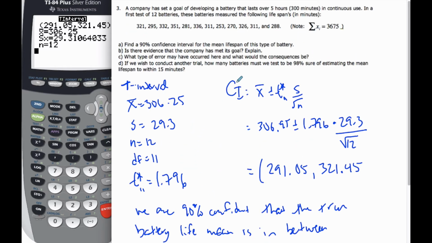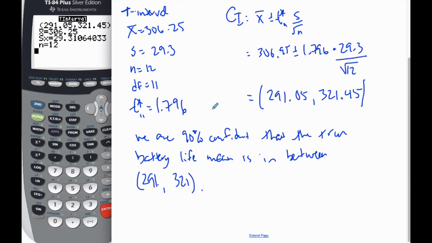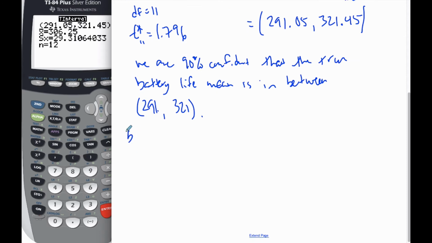Okay, so there's the confidence interval. We named it, we did the numbers, showed the calculations, and concluded in context. A part done. Is there evidence the company has met its goal? Explain. Well, my confidence interval is 291 to 321. They wanted the battery to last over 300 minutes. And so for B, the answer is yes.